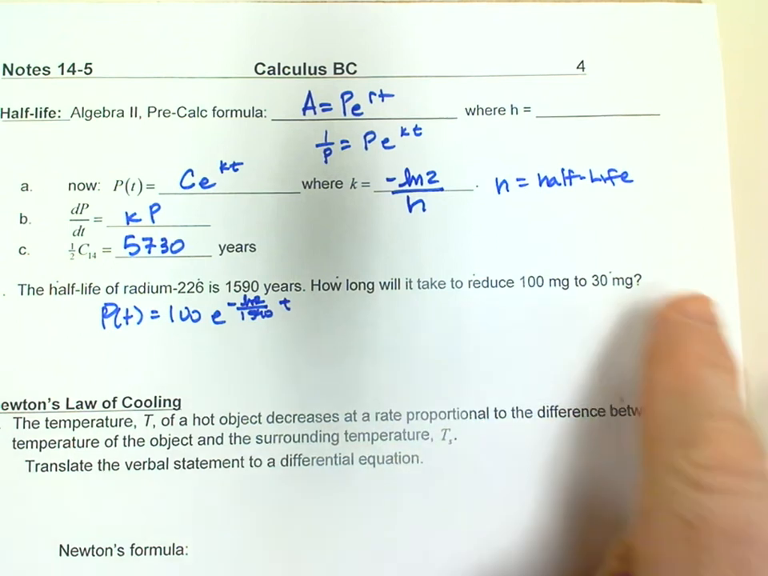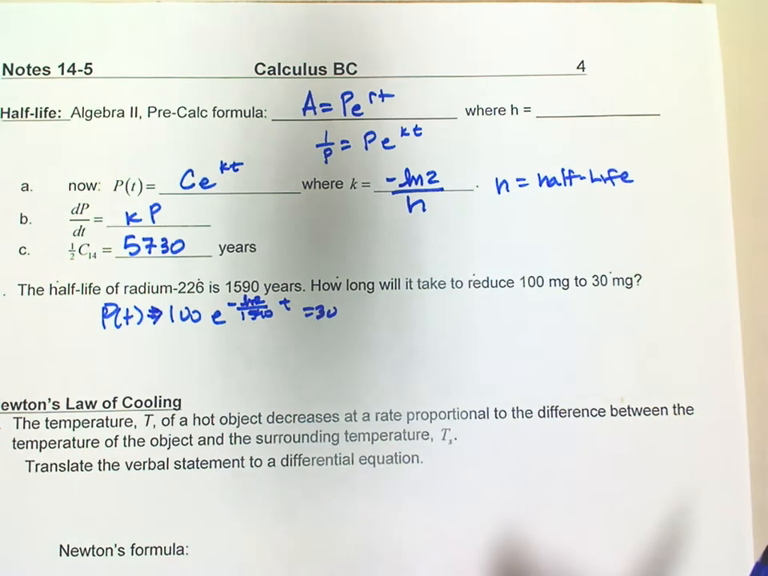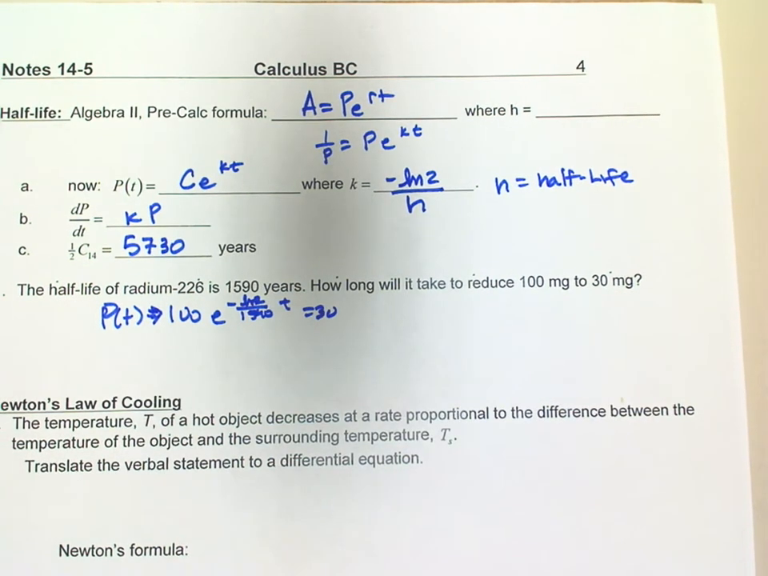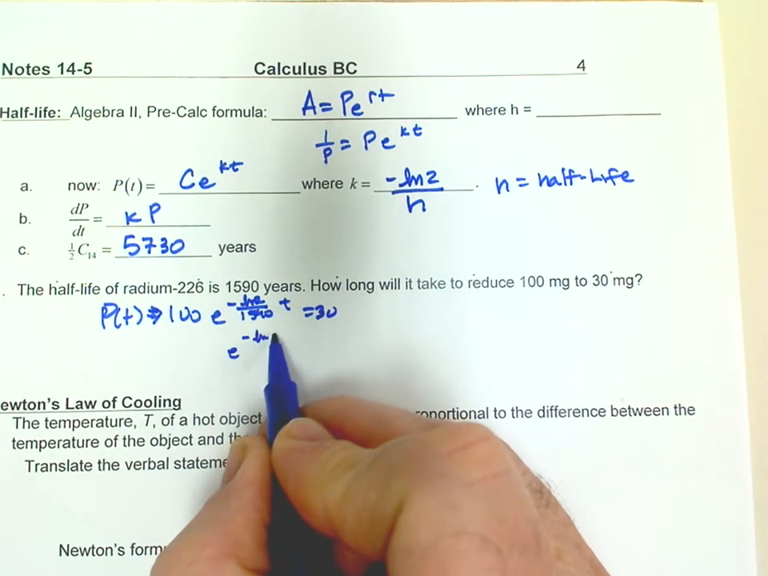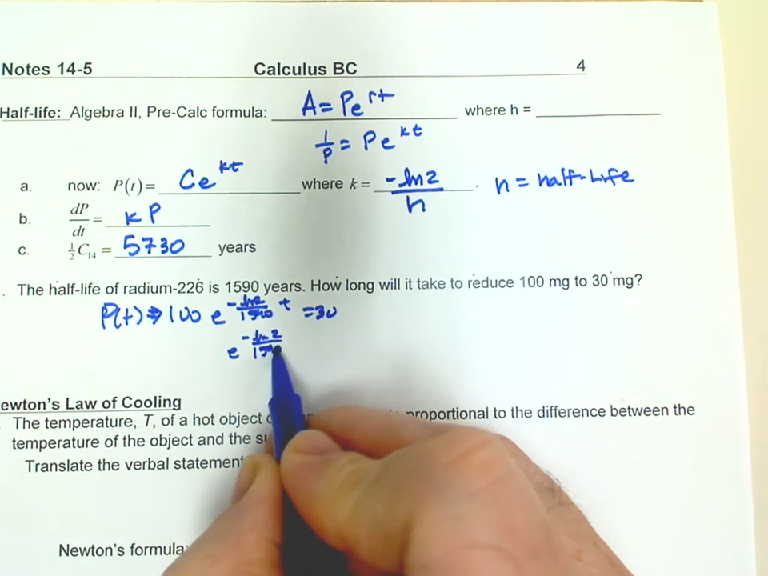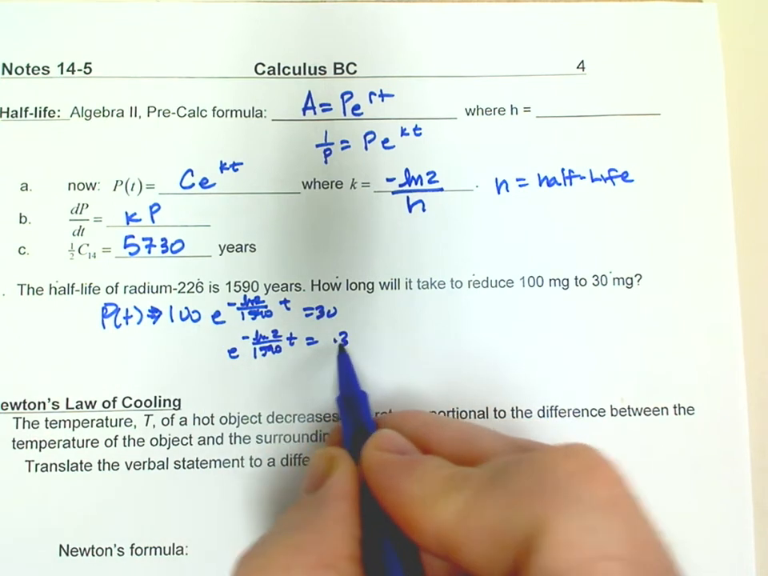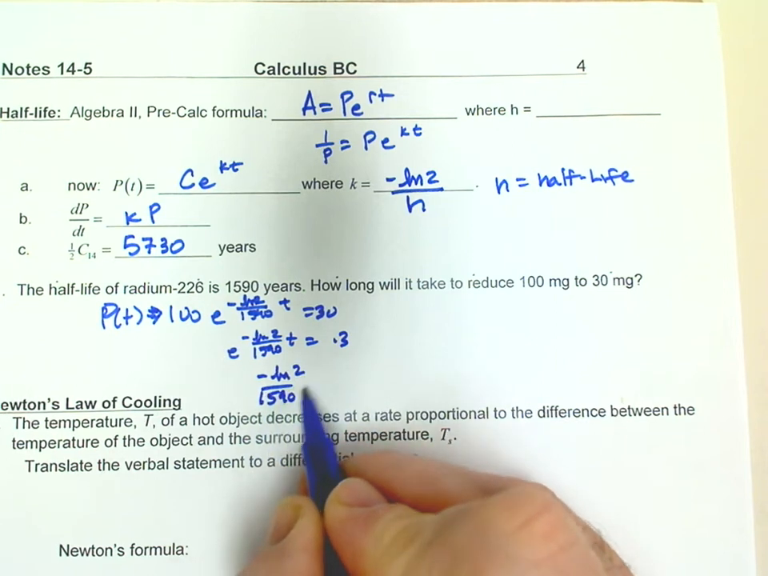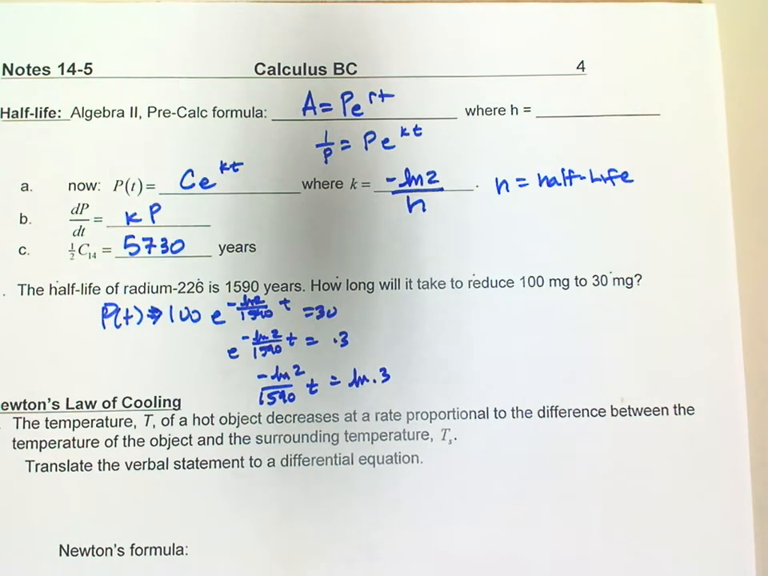I'm sorry, I need to set that equal to 30, don't I? Not the initial one. So let's solve for T by setting that equal to 30. Divide both sides by 100. Negative natural log of 2 divided by 1,590 times T will equal 0.3. Take the natural log of both sides. Negative natural log of 2 divided by 1,590 times T will equal the natural log of 0.3.